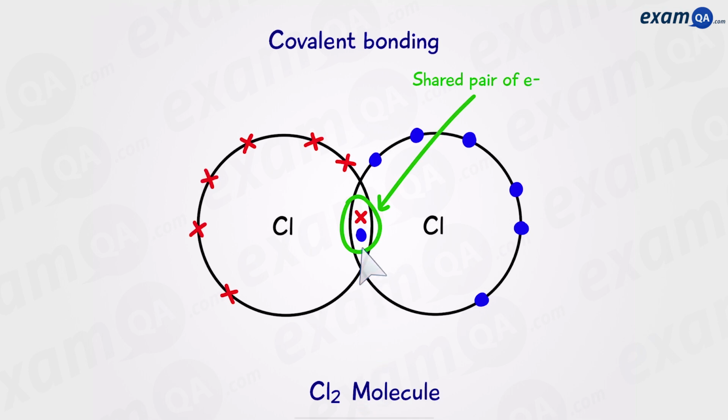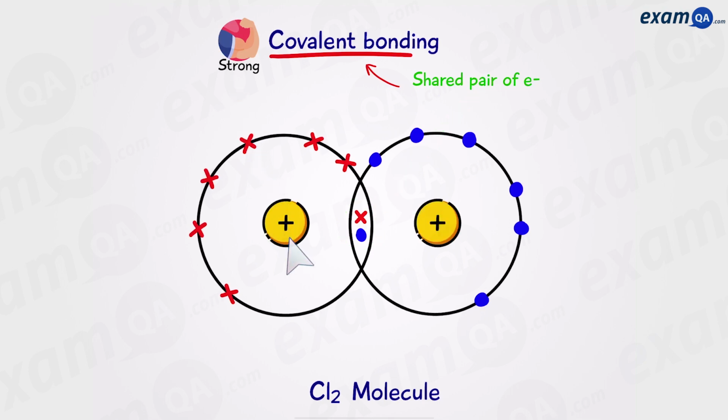This shared pair of electrons is referred to as a covalent bond. And covalent bonds are strong. The reason for this is because the nucleus of an atom is positively charged. And these positive nuclei are attracted to the shared pair of electrons, meaning that these atoms are going to be held together tightly. We'll talk more about the properties of covalent molecules later on. For now, we're going to practice drawing some more molecules.